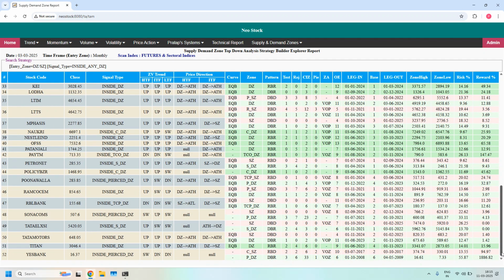So total 52 stocks are filtered. Price closed inside monthly demand zone. Let us further filter this list by setting EMA confluence to the monthly demand zone.